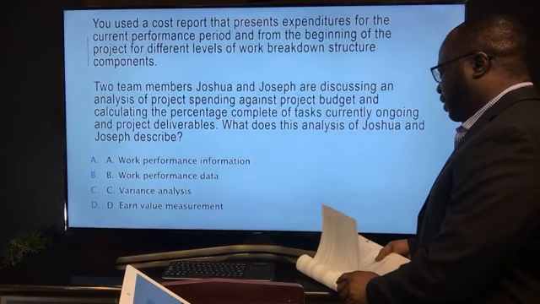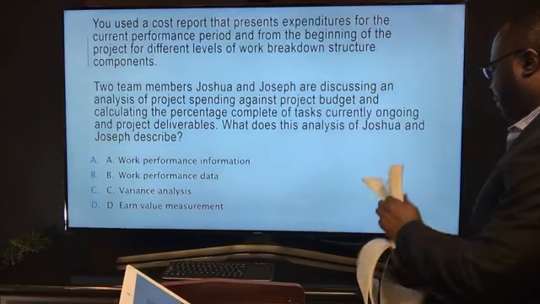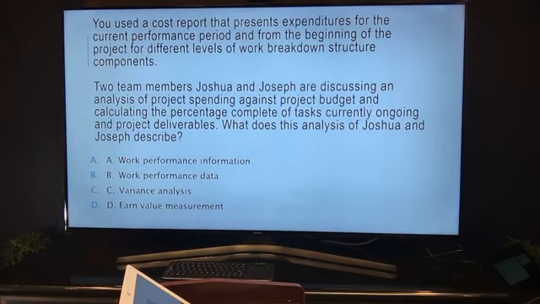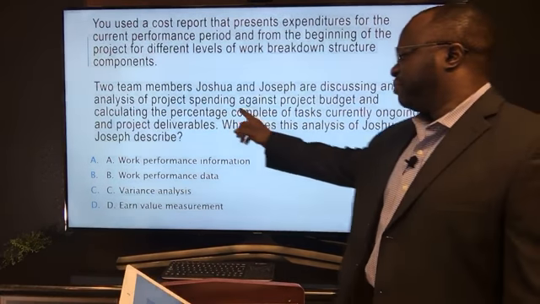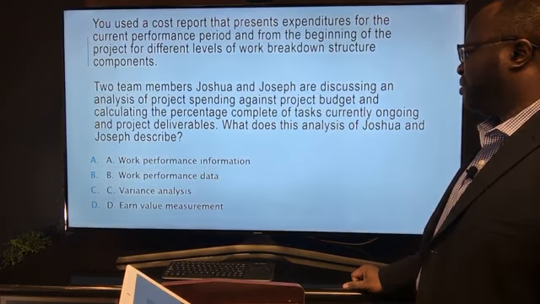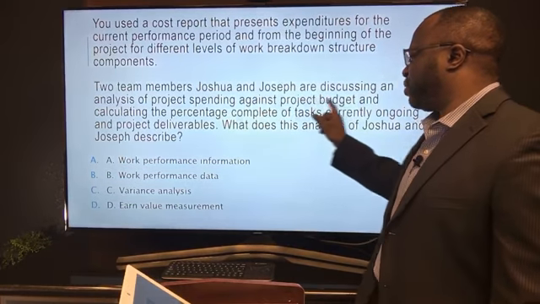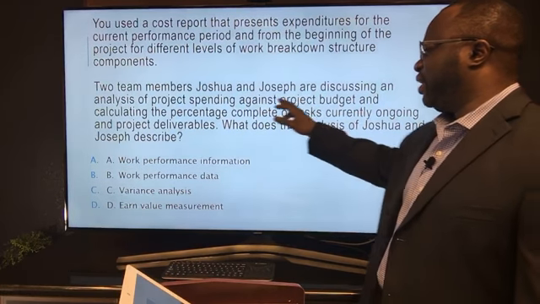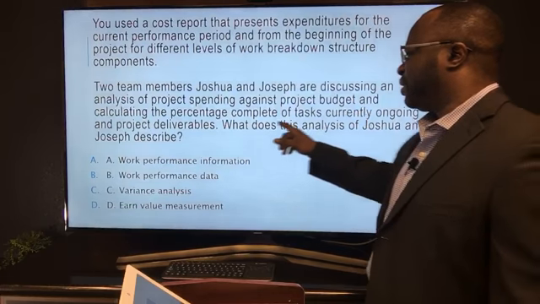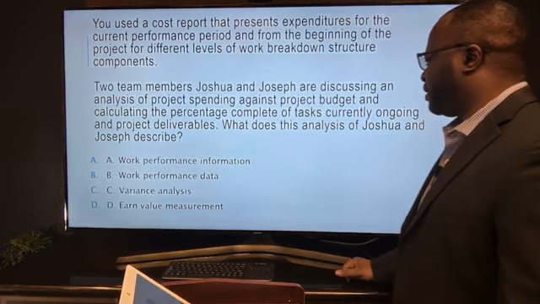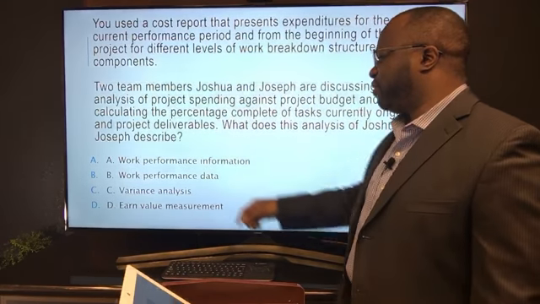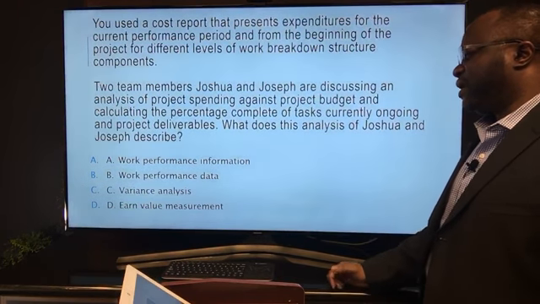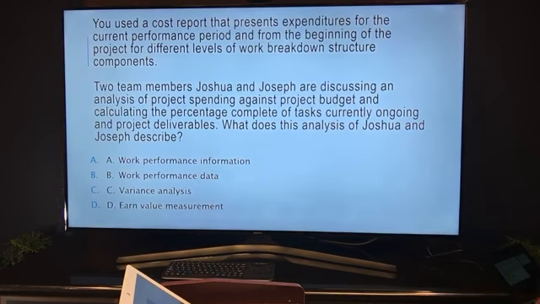One of the things that I would like to strike out right off the bat is going to be variance analysis. And the reason is because variance analysis doesn't cover percentage complete of tasks. It does cover project spending against project budget in some way, but even then not so strong. But it certainly doesn't address percent complete of tasks and project deliverables. It doesn't really tell me anything about that in every instance. So I'm going to cancel C.